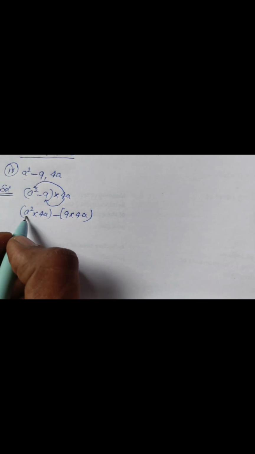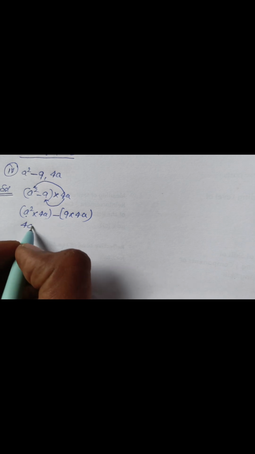So the fourth one given is a square minus 9, 4a. So we need to multiply this term with this. So let's write a square minus 9 into 4a. First we will multiply 4a with a square, then we will multiply 4a with the 9. So we can write it as a square into 4a minus 9 into 4a. Here a square into 4a is 4 into a raised to 3, minus as it is, 9 fours are 36a.